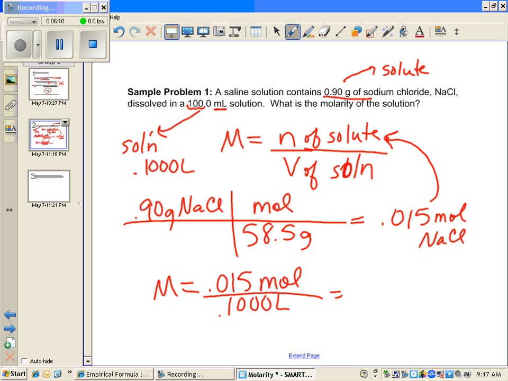0.015 divided by 0.1000 equals 0.15 capital M, or I can say 0.15 moles per liter. Does that make sense? That should be, yes it is. Because look right here, this has 2 significant digits, that has 4 significant digits. I can keep the least number, which is 2. All right? Any questions on that one?